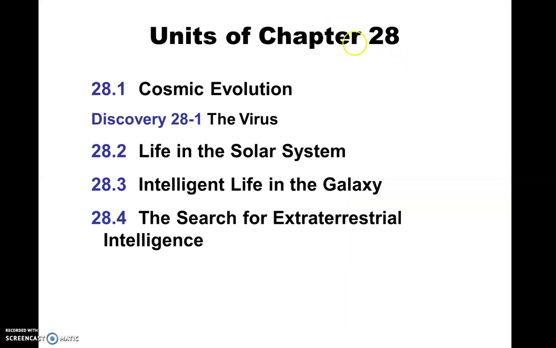All right, so this is the general outline. Cosmic evolution, which we'll briefly touch on. Viruses, life in the solar system, intelligent life in the galaxy. There's a thing called the Drake equation, and we'll talk a little bit about that. And then, of course, the search for extraterrestrial life, which has actually been going on for a long time.